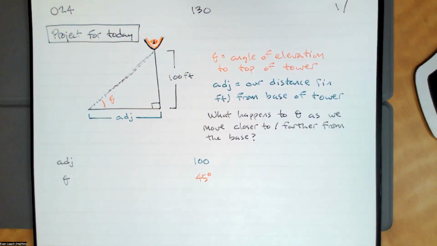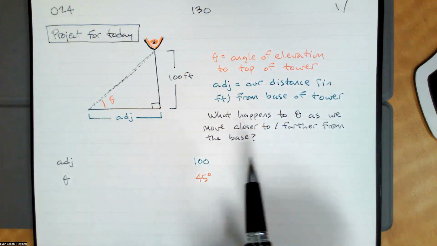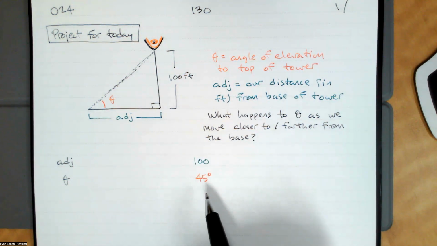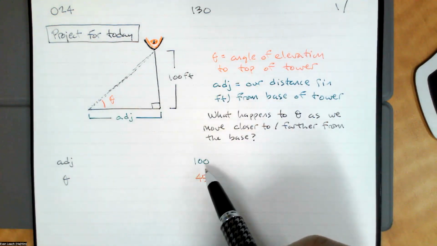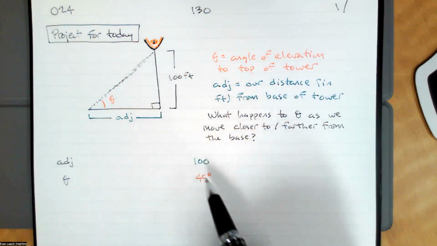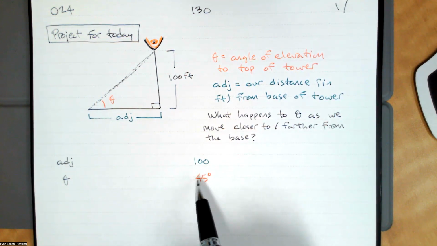Welcome back. So we're going to figure out how to make some calculations, deciding how far we are from the base of the tower, and we'll calculate what the angle of elevation to the top of the tower is. So I started with something right in the middle. We just learned about our iconic triangles. So if we start with an adjacent side of 100 feet and the tower is 100 feet, then we're dealing with an isosceles right triangle. And we know that we'll have a 45-degree angle.